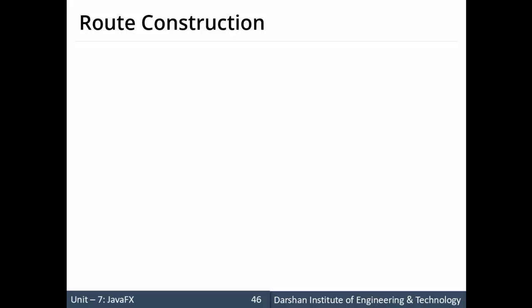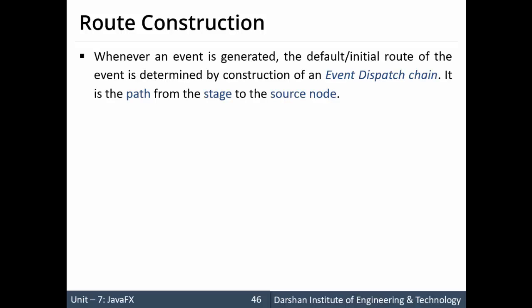Next comes route construction. Now what is route construction? Whenever the event is generated, the default or initial route of the event is determined by the construction of the event dispatch chain, because in our scene graph there are various nodes available, starting with the root node, parent node, and the leaf node. So it creates one chain, that is the event dispatch chain, and it will be holding all the events registered for that particular node. And it is the path from the stage to the source node, because the event always starts from the stage. So stage to scene to scene graph. So it goes from the stage to the source node.